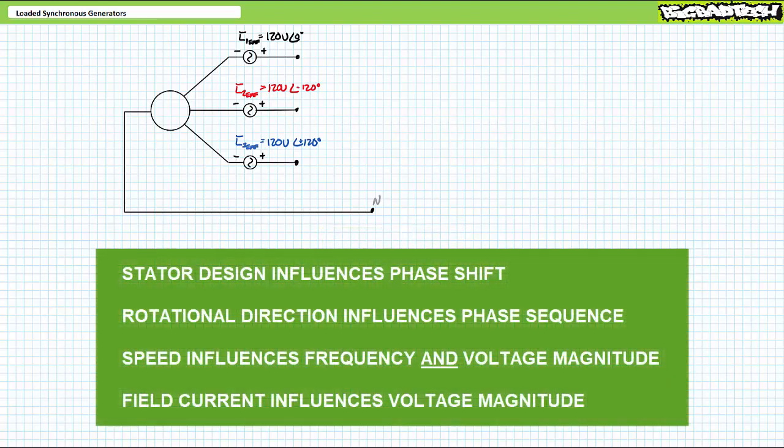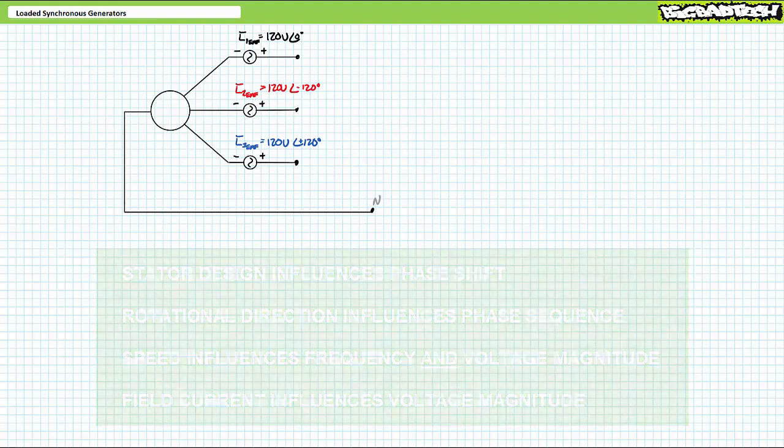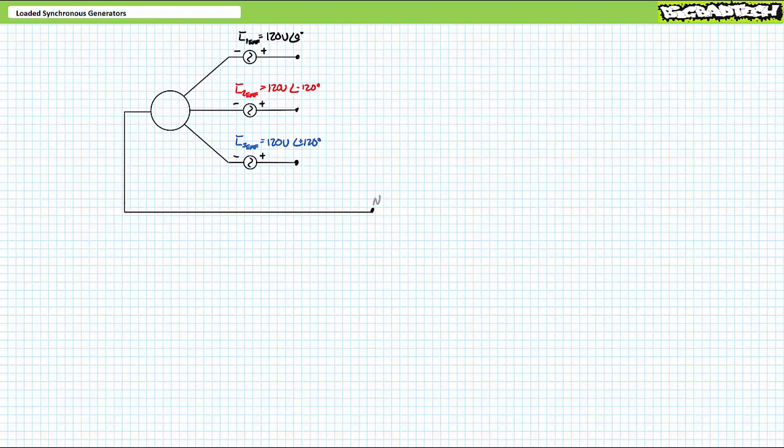In the aforementioned lecture, we examine electrically excited synchronous generators in the unloaded condition. We learned that physical construction of the stator windings influences phase shift, rotational direction of the prime mover influences phase sequence, field current strength influences voltage magnitude, and prime mover rotational speed influences both frequency and voltage magnitude. For the purpose of the aforementioned lecture, we assume the generator was isolated and not supplying any electrical load.